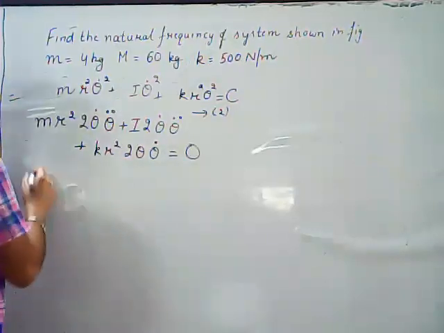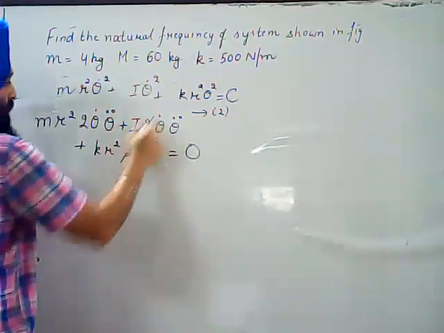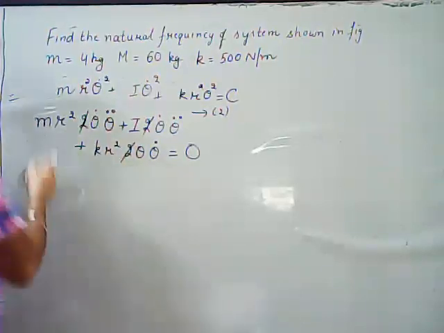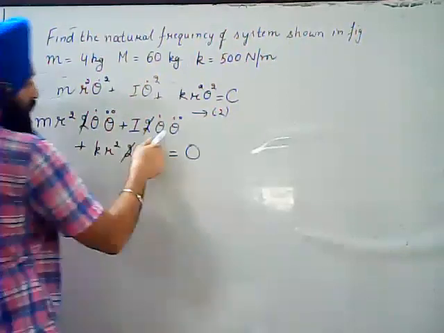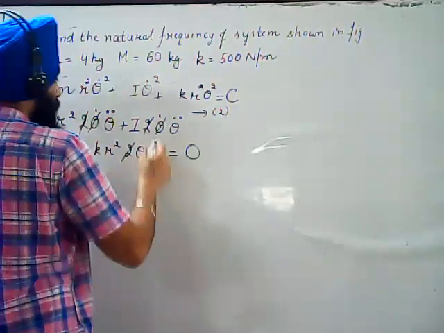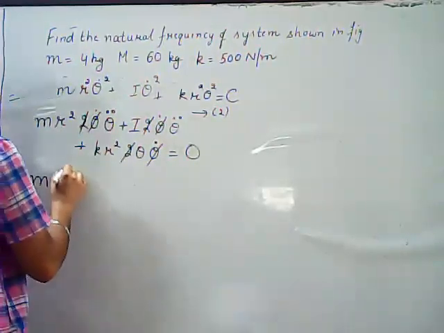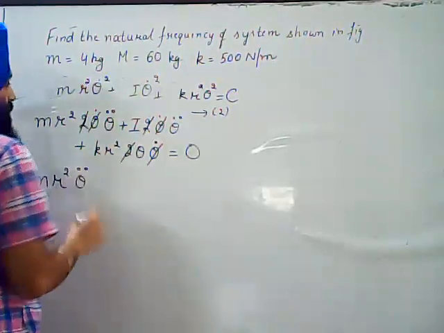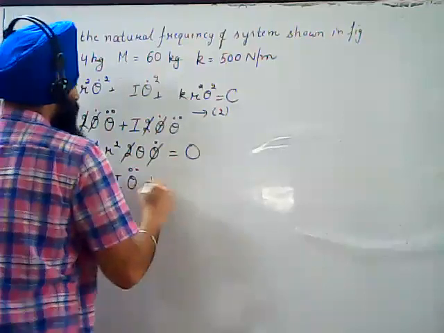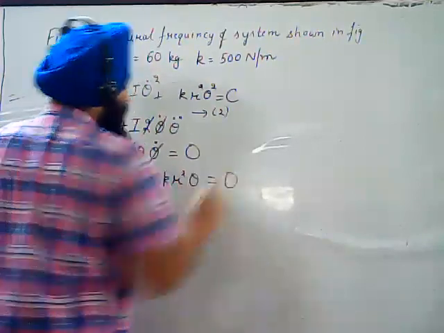So this equation will become: 2 is a common term, so this will cancel. The next common term is theta dash. Here we have theta dash, here again theta dash, so theta dash will also be cancelled. The remaining terms will be m into r square into theta double dash plus I into theta double dash plus k into r square into theta. This will be equal to 0.